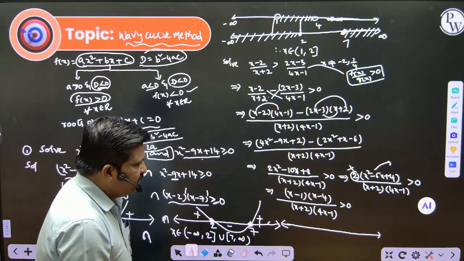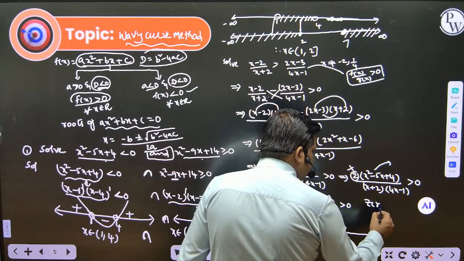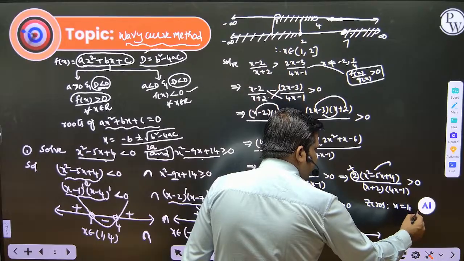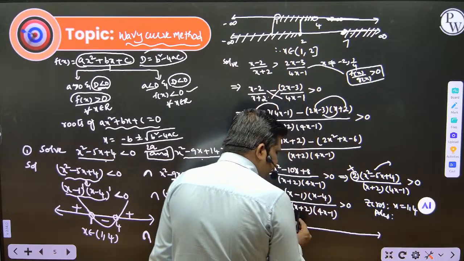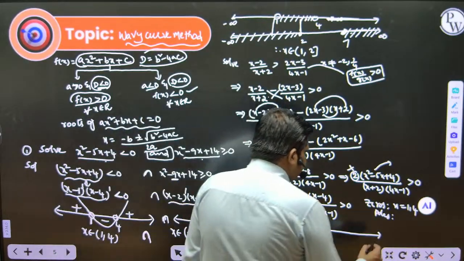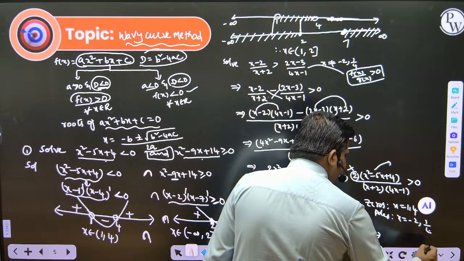Numerator equate to 0, we get the zeros. What are the zeros? The zeros are x is equal to 1, 4. Poles: how do we get the poles? Denominator equate to 0, we get the poles. That is x is equal to minus 2 and 1 by 4.